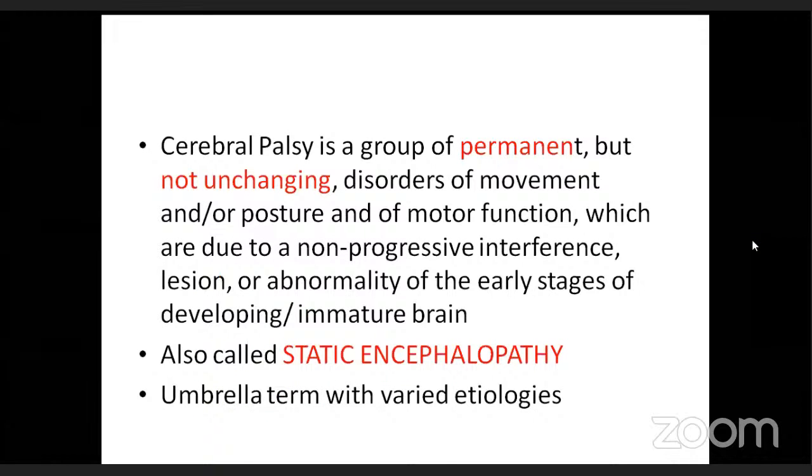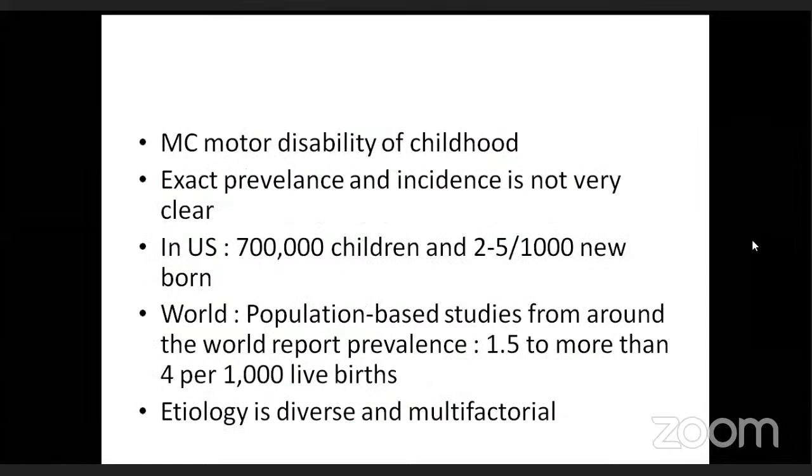It is basically a group of permanent but not unchanging disorders of movement or posture or motor function, which are due to a non-progressive interference, lesion or abnormality of the early stages of the developing brain. It is also called a static encephalopathy, which means it is mostly a one-time insult to the brain. It's quite a wide term and has varied etiologies. It's the most common motor disability of childhood. The exact prevalence and incidence are not known.